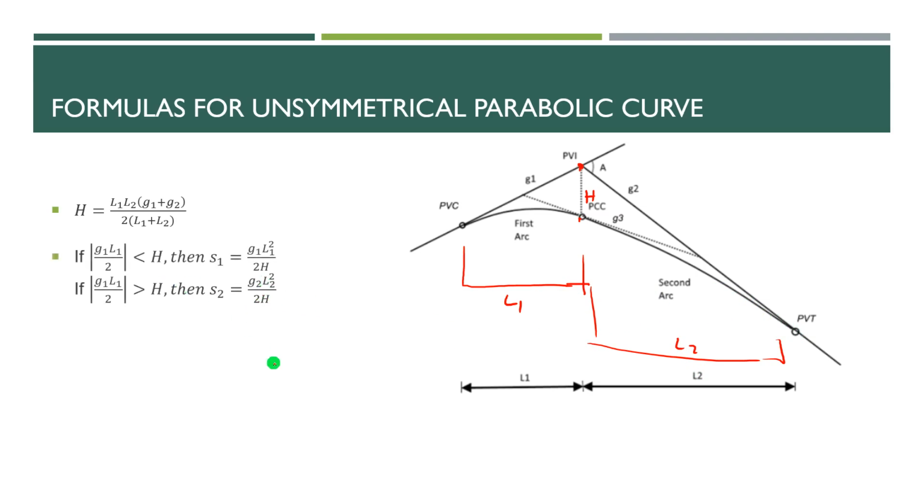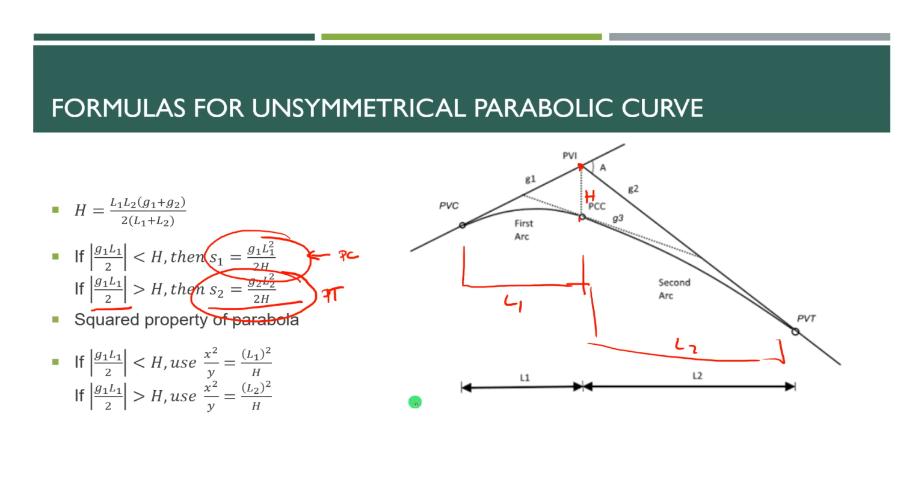So if the absolute value of G1 L1 over 2 is less than the computed H, we use the formula for S1, which is equal to G1 L1 squared over 2H. But if G1 L1 over 2 is greater than H, we use this solution, S2 equals G2 L2 squared over 2H. This means the reference point in computing the lowest point or the highest point of an unsymmetrical parabolic curve is from PC for this one, and from PT for this one.